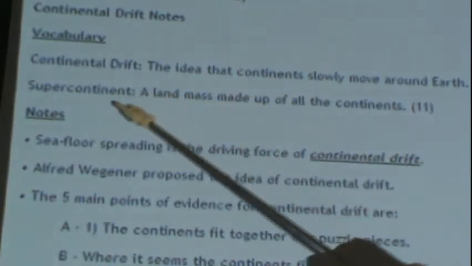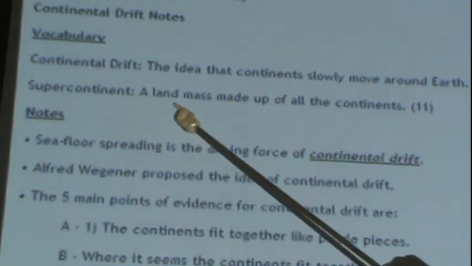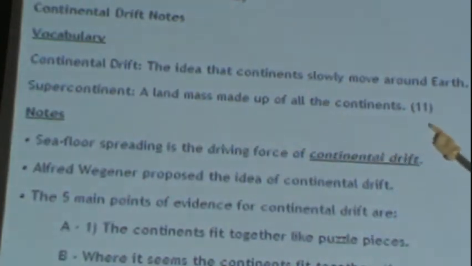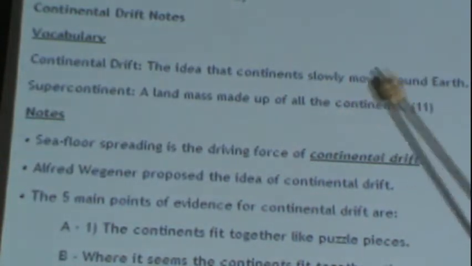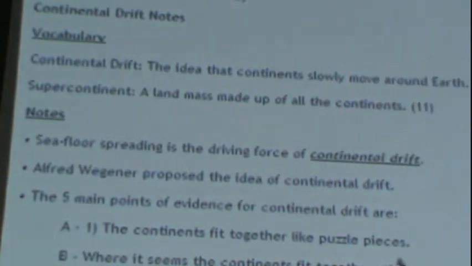And then the other vocabulary term is supercontinent, a landmass made up of all the continents. All right, and we've had 3 of them. The most recent one was Pangaea. You guys have heard it pronounced Pangea. It's more properly pronounced Pangaea. It's a Latin word. And before that we had Rodinia, and the very first one before that was Pannotia.